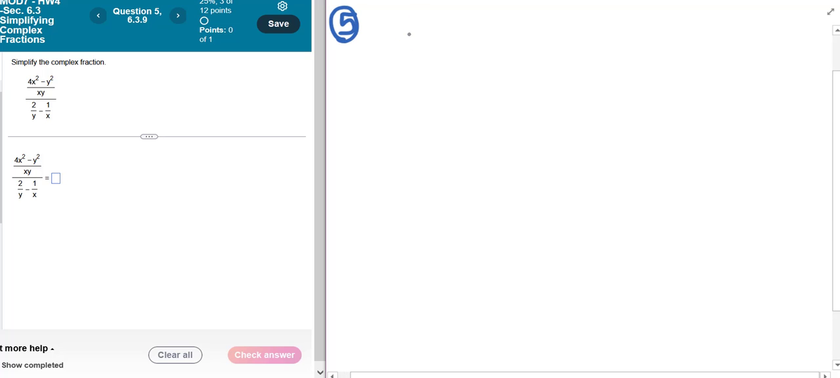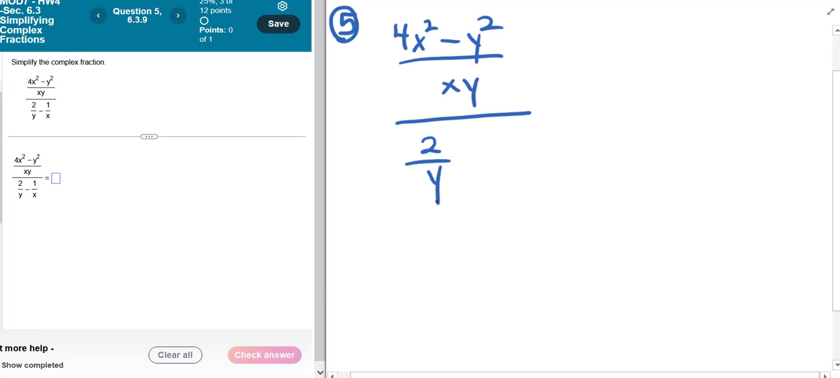So problem 5, we have (4x squared minus y squared) over xy, and the whole thing is over (2 over y minus 1 over x). Excellent problem for this technique. Your common denominator is going to be an x and a y. That's what this one has. This one has one of them. This one has one of them. But you want the most. So you need an xy.